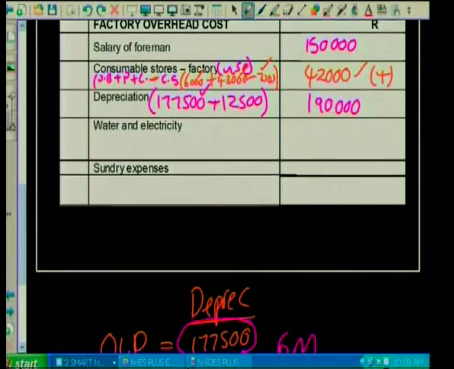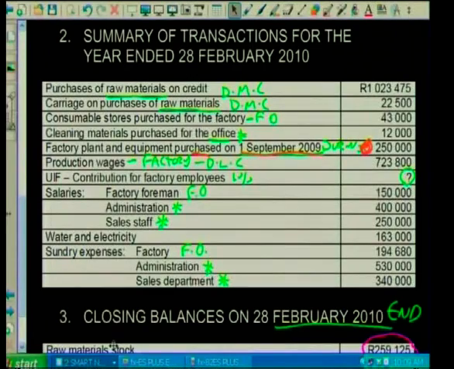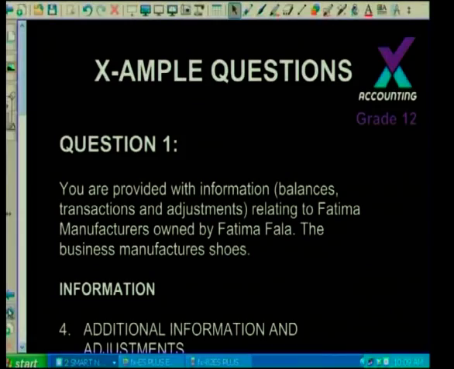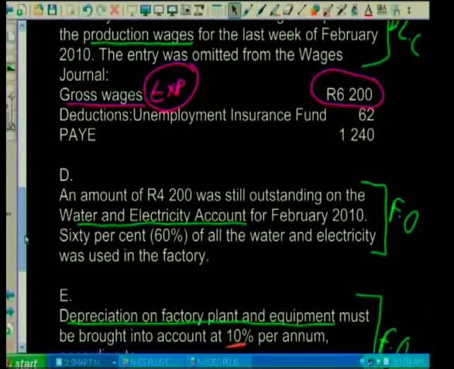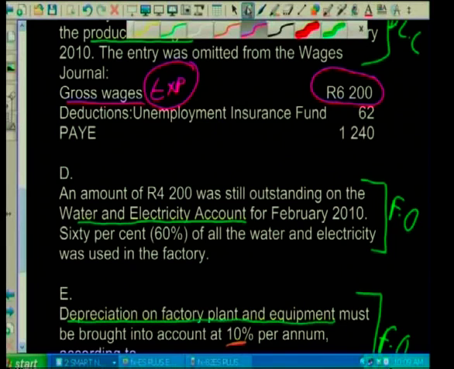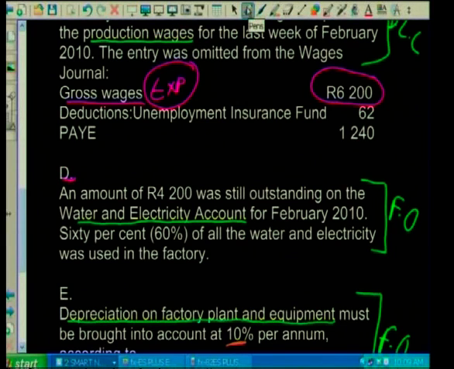Right, back to our factory overhead costs. So we've looked at 3 costs thus far. Let's now look at water and electricity. So again, going back to your question, your water and electricity was a total of 163,000, but then we've got additional information. So we've got additional info, D, okay, that tells us an amount of 4,200 Rand was still outstanding on the water and electricity account.